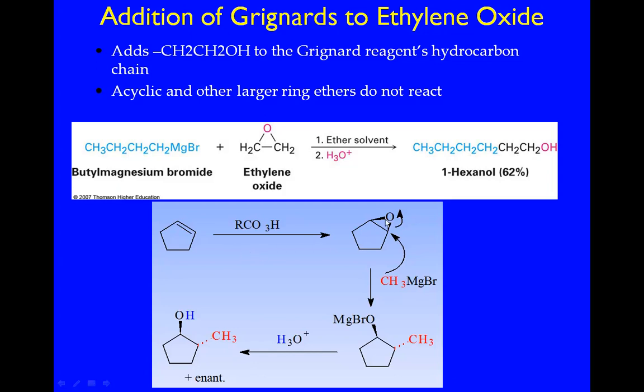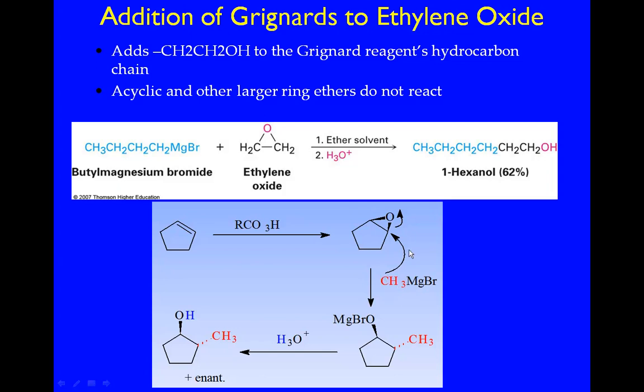How about cyclic epoxides? Let's say you had cyclopentene, you epoxidized it using metachloroperbenzoic acid, MCPBA. You made this cis epoxide. Now you are adding methyl magnesium bromide to it. Both sides are equal, one and the same, so it doesn't matter whether you attack from here or from here, but you have to be careful when it is substituted.